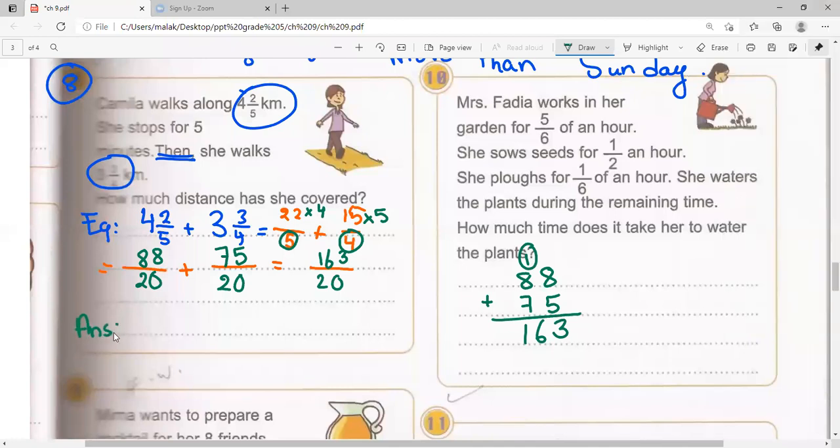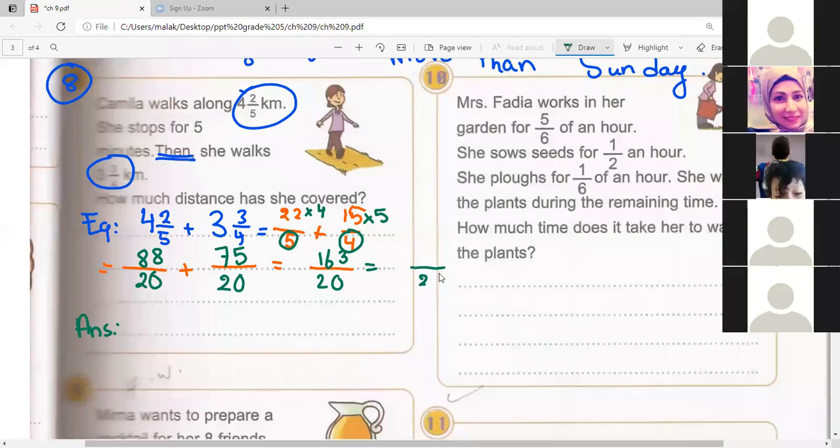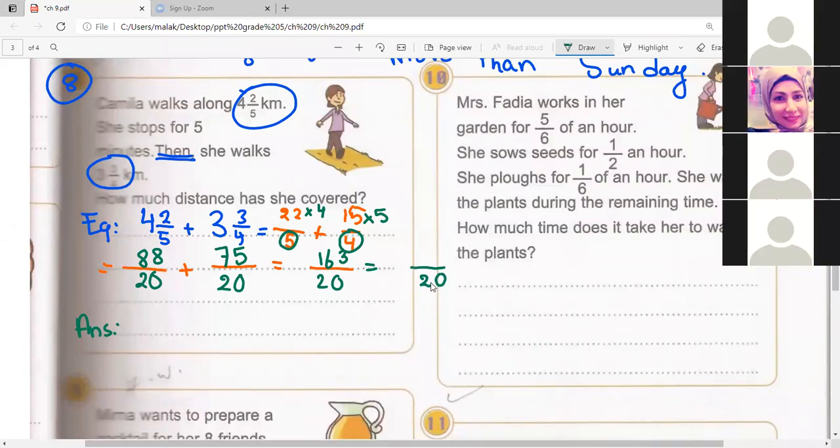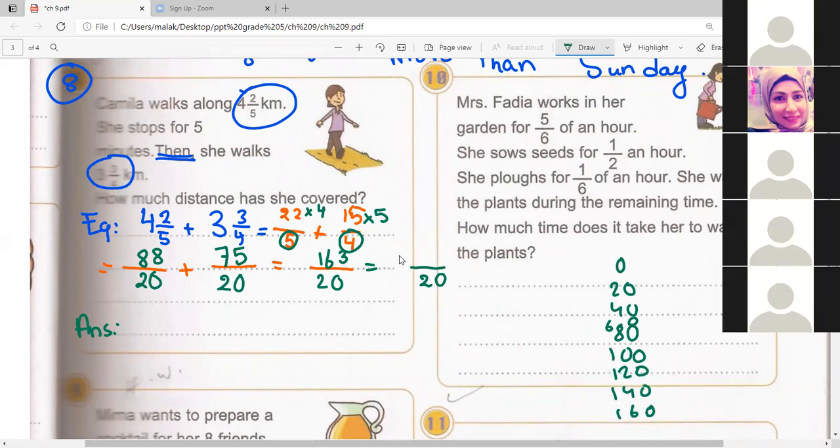So we'll answer. 163 over 20 means how many kilometers? Let's change it to a mixed number. Which number is very close to 163 in table 20? We have 0, 20, 40, 60, 80, 100, 120, 160. So 160. So 8.